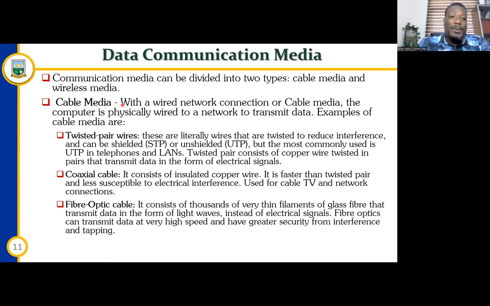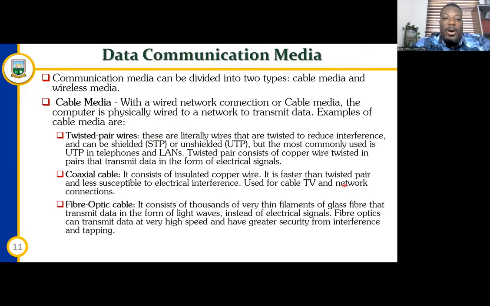So cable media, with a wired network connection, the computer is physically wired to a network to transmit data. Examples of such cable media are the ones that we listed here, the twisted pair. These are literally wires that are twisted to reduce interference and can be shielded or unshielded. But the most commonly used one is the unshielded twisted pair. Sometimes we use it for the local area network and also in some cases for telephones.